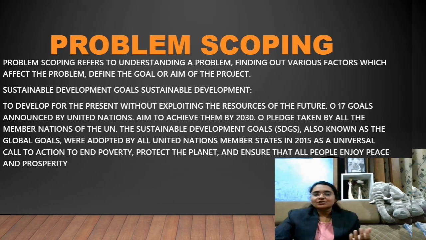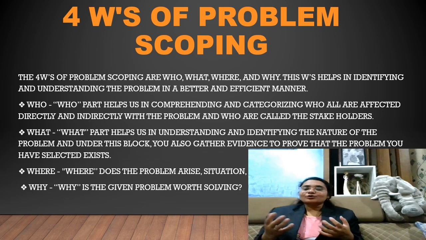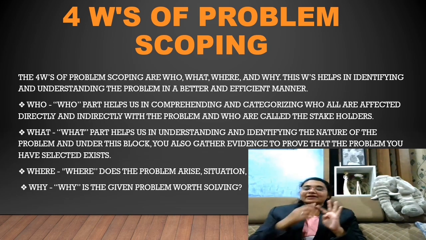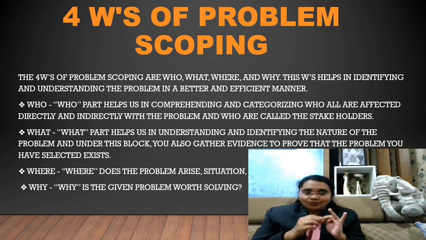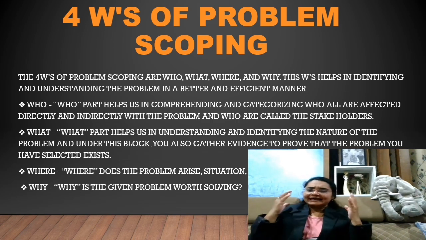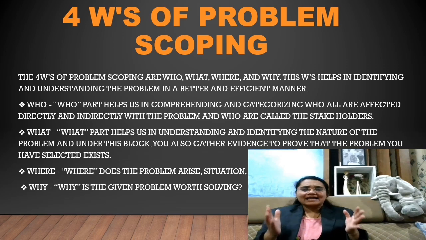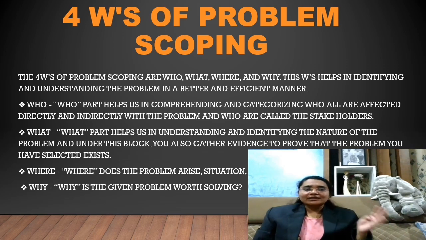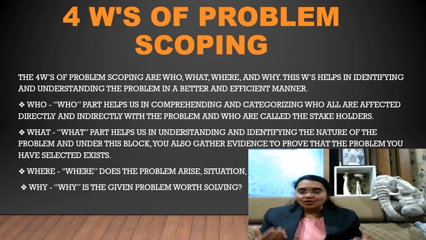Moving on to the next topic we are going to cover, the 4Ws: who, what, where, why. Any problem you take, students, you will have 4Ws to cover. In that, the first one is who. Who are the persons who are suffering from that problem? Those mainly affected by the problem, directly or indirectly, are called stakeholders.